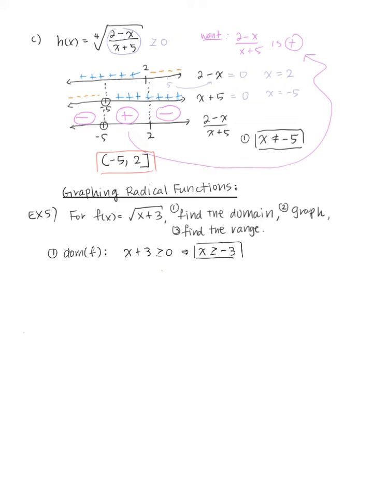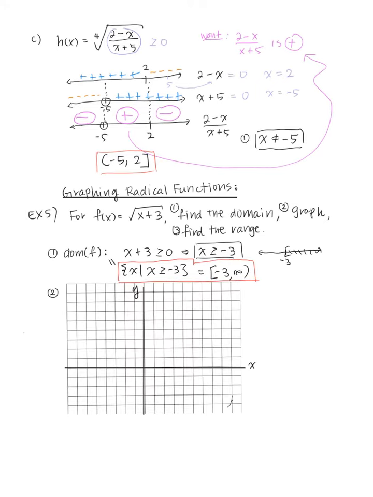So in this case, the domain of f in set builder notation is going to be the set of all x such that x must be greater or equal to negative 3. And in interval notation, this is the same thing as closed negative 3 all the way up to positive infinity. So that's circle 1. We are done with the domain. Now let's go with circle 2, graph. All right, we got this.